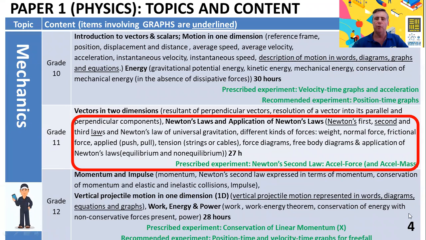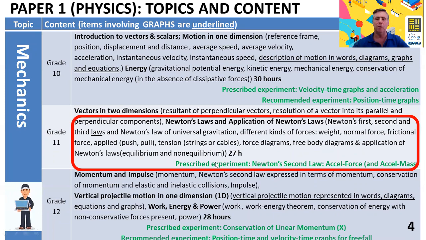Turning to page 4, remember again, you can always see the page number in the bottom right-hand corner of my screen, and that corresponds to the top right-hand corner of your booklet. So of course, this is part of the mechanics section, and this is actually something that comes mostly from grade 11. You can see in grade 11, we have here Newton's laws and the application of Newton's laws. So 4 laws in all: Newton's first law, second law, third law, and his law of universal gravitation. So we're focusing on different kinds of forces: weight, normal force, frictional force, applied forces, tension, and looking at force diagrams, free body diagrams, and the applications of Newton's laws.